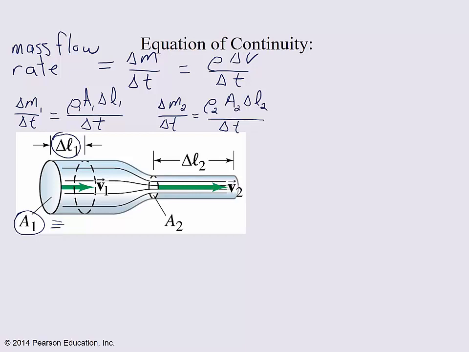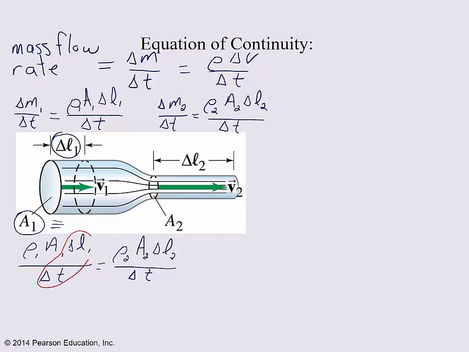The flow rates at any 2 points must be equal as long as no fluid is being added or taken away. So that means that delta M1 over delta T must equal delta M2 over delta T, which means then that rho 1 A1 delta L1 over delta T must be equal to rho 2 A2 delta L2 over delta T. Keep in mind that delta L over delta T is a speed, a velocity, in fact.